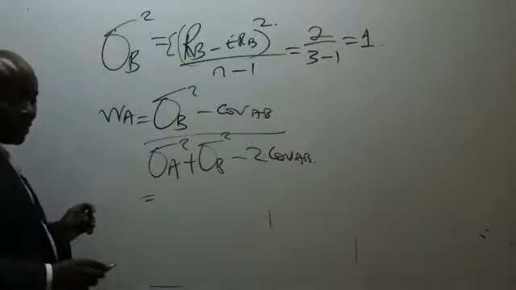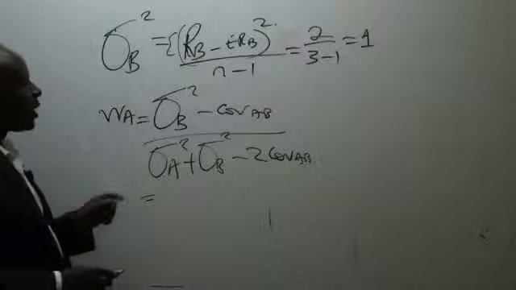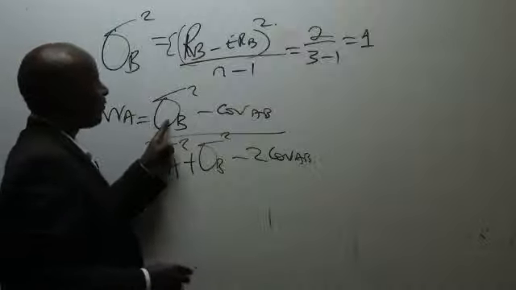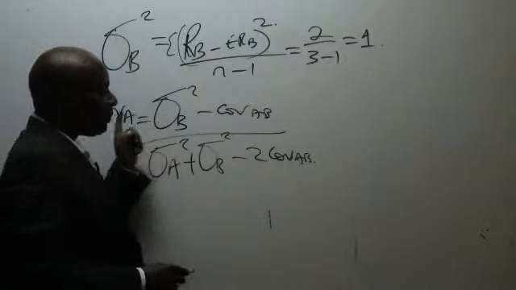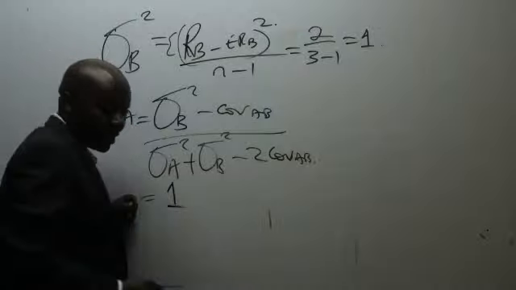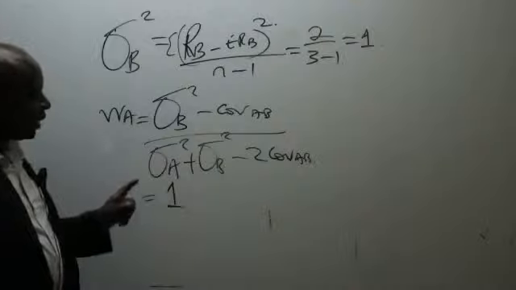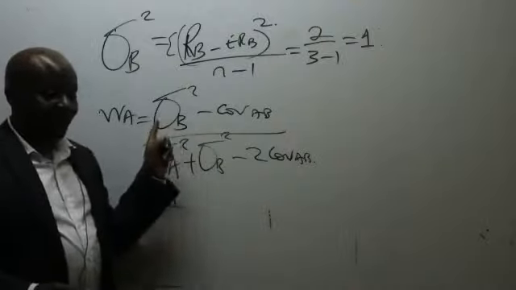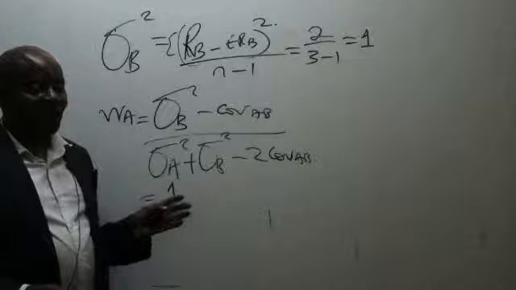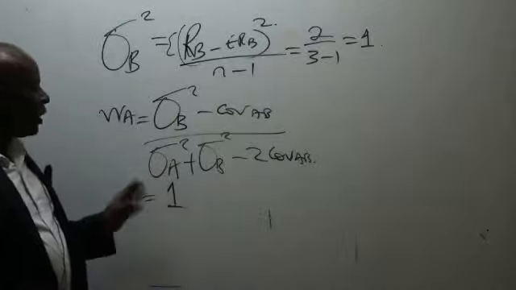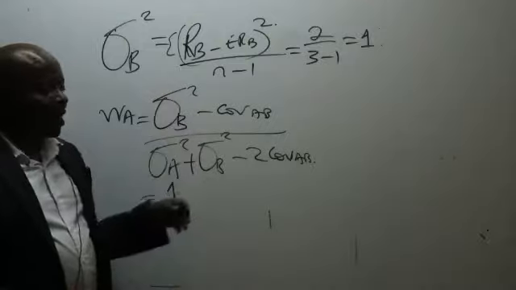So could you kindly help mwalimu here? Are you able to remember these variances? So variance B ilikuwa ngapi? Somebody told me it was 1. Variance of B, sini 1. Wameanza kulala. So variance of B ni 1. So please don't square.